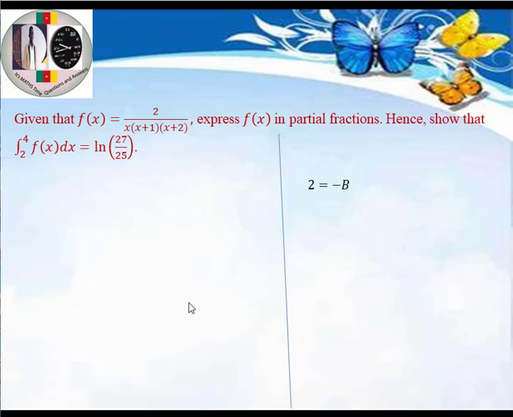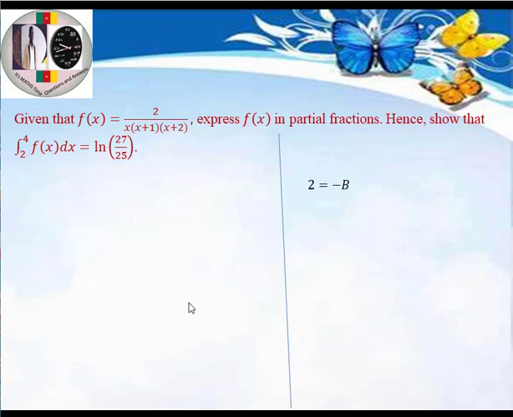Today's question is: given that f(x) = 2 / (x(x + 1)(x + 2)), express f(x) in partial fractions. Hence, show that the integral from 2 to 4 of f(x) dx is equal to ln(27/25).